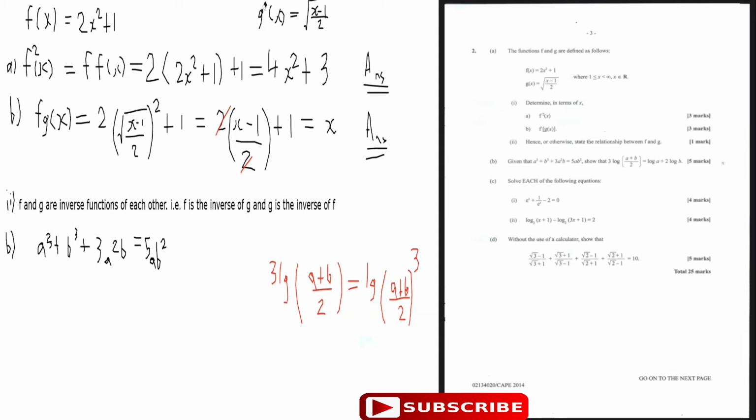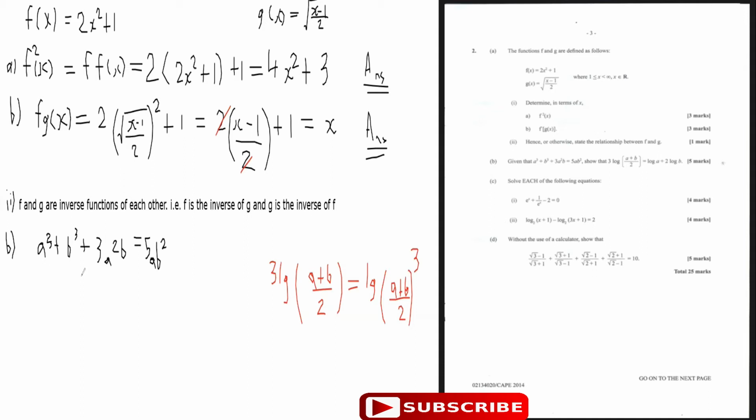All right. So first thing I'm going to start with, let's change that color to burgundy. So we have a cube plus b cube plus 3a squared b, all of that is 5ab squared. And we're going to start with this.